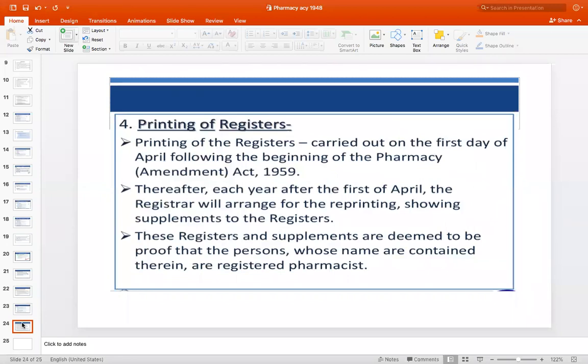Two amendments to remember: one is printing of register in 1959, and one is to keep the central register, that came in 1976. Yes. Okay, so this was it.